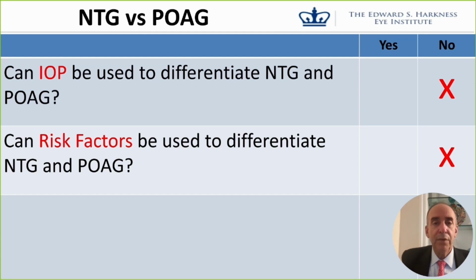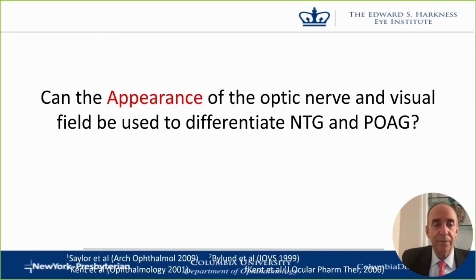So can risk factors be used to differentiate these two diseases? The answer is also that they are not able to. What about the appearance of the optic nerve and the visual field? Can they be used to differentiate NTG and POAG?